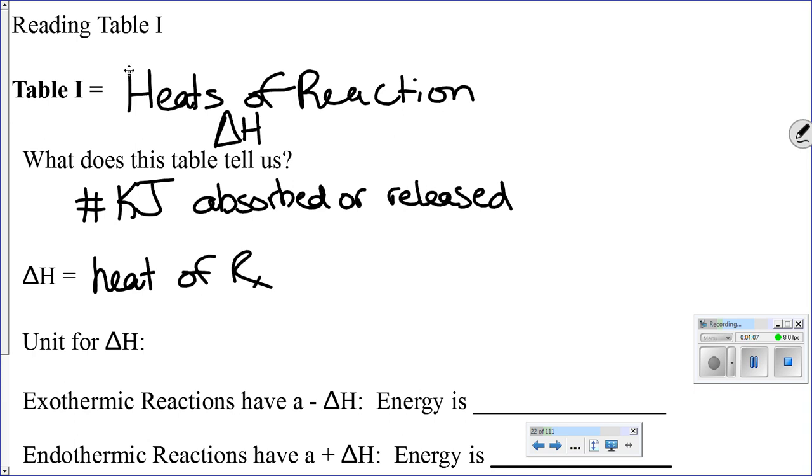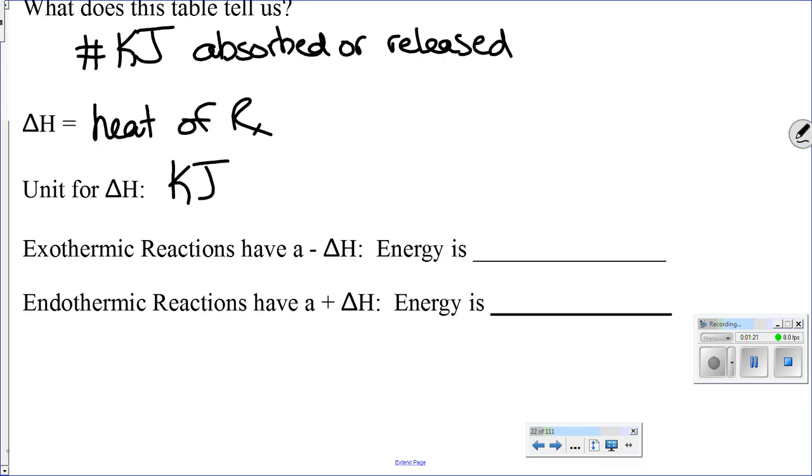I'm going to abbreviate that a little bit. When you see delta H on this particular table, it's in kilojoules. Frequently, this is also given in kilojoules per mole. Just this particular table is only in kilojoules. Some of these are not regular 1 molar ratios.